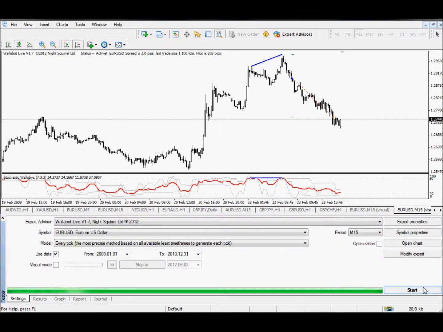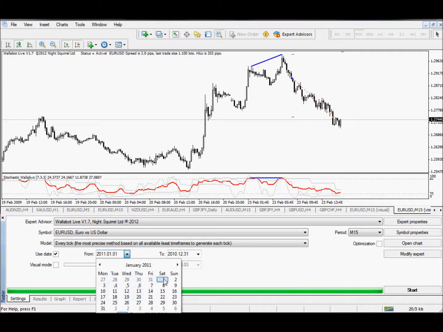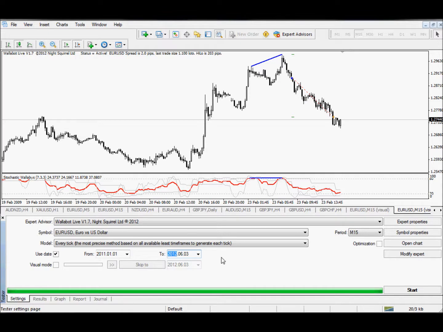However, what I think you should look at is what happens if we now start looking at data beyond when it was tested. So we're going to go from January 2001 until the present date in terms of this recording, which is beginning of June 2012. And I want to show you the results of this uncharted data. Remember, Wallabot was never tested on this data.